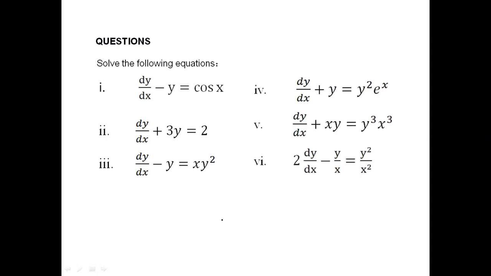Now we have prepared some problems which we expect each one of you to work out and submit by next lecture. You can either submit via WhatsApp or online on the students portal. You can upload your solutions. There are 6 problems that have been prepared. These are a mixture. They are both the linear differential equations as well as the extended form of linear differential equations.